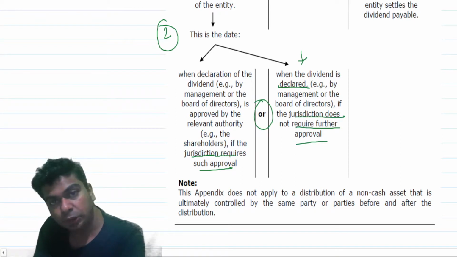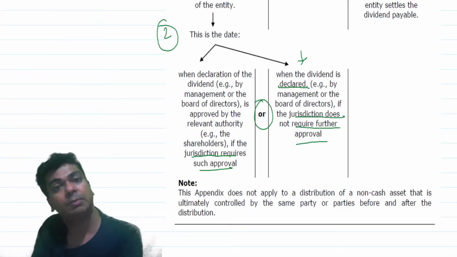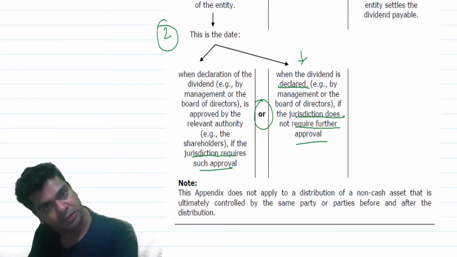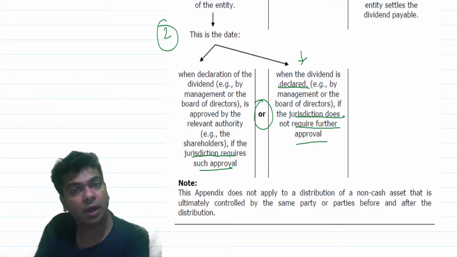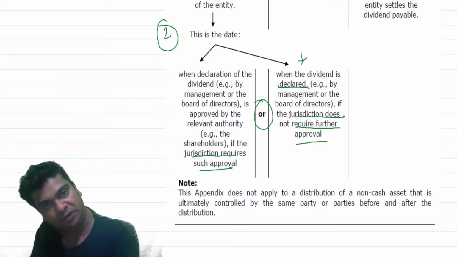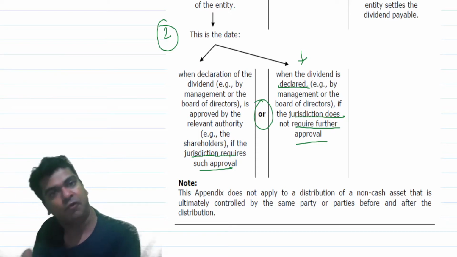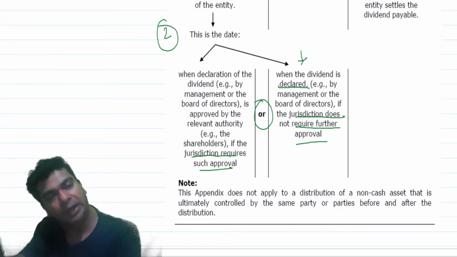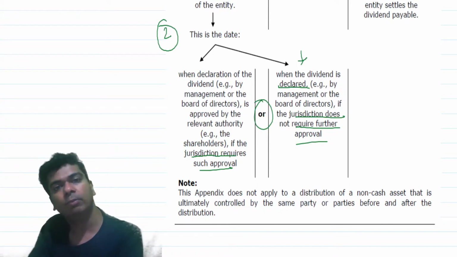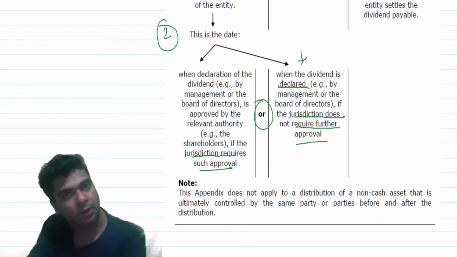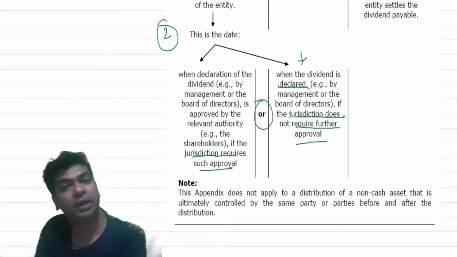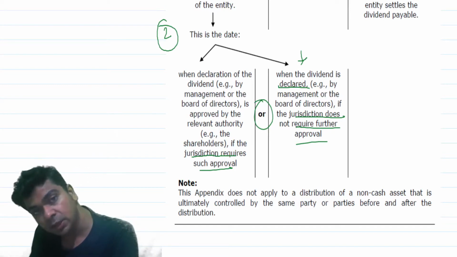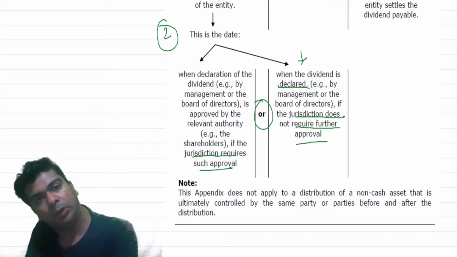First thing is, you should be considering the dividend payable from the date the dividend is authorized. Second, dividend is authorized depending upon the jurisdiction in which the entity falls. For the dividend declared by the management, do we require approval of the shareholders? If your answer is yes, the moment you get the approval from the shareholders, record the accounting entry for dividend payable. If your answer is no, that no such authorization is required, the moment the dividend is declared by the management or board of directors, you can record the accounting entry.